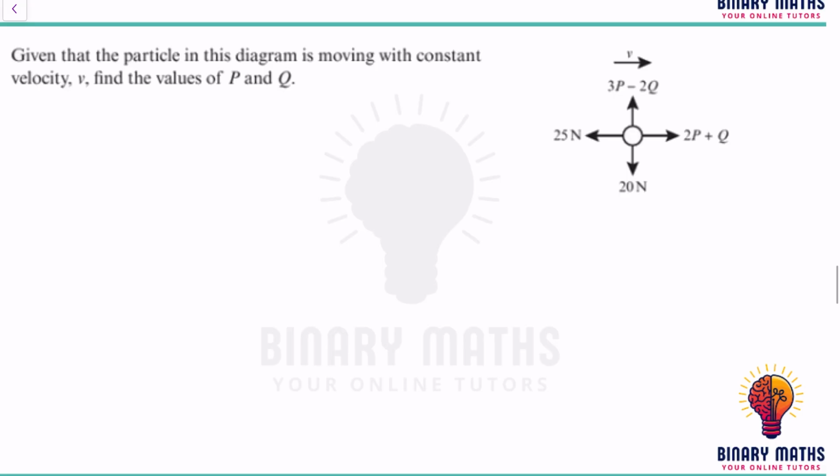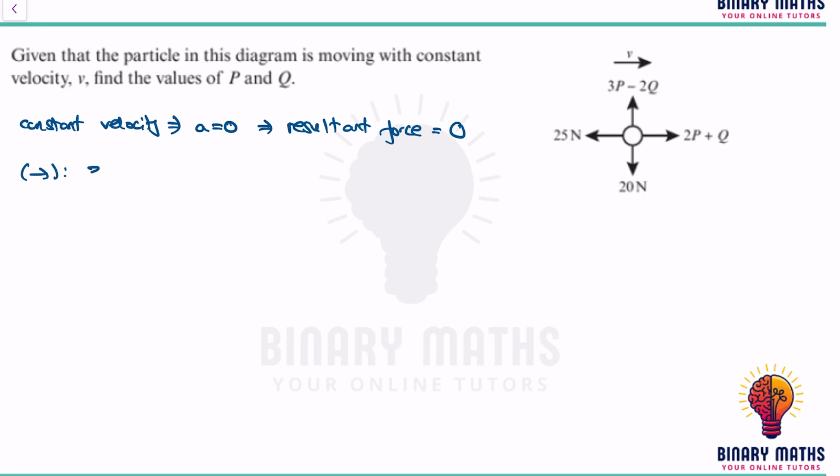Given that the particle in this diagram is moving with constant velocity, find the values of P and Q. So what we do know is, if we have constant velocity, we know acceleration is equal to 0, which implies resultant force is equal to 0. So that means horizontally we have 3P minus 2Q is equal to 20. And vertically, oops, that's the wrong way around.